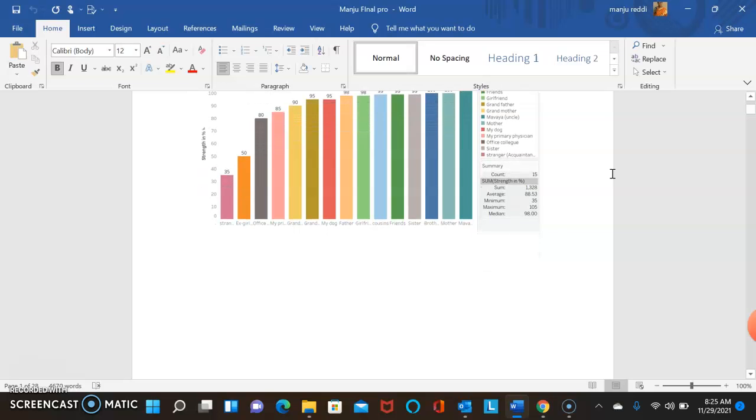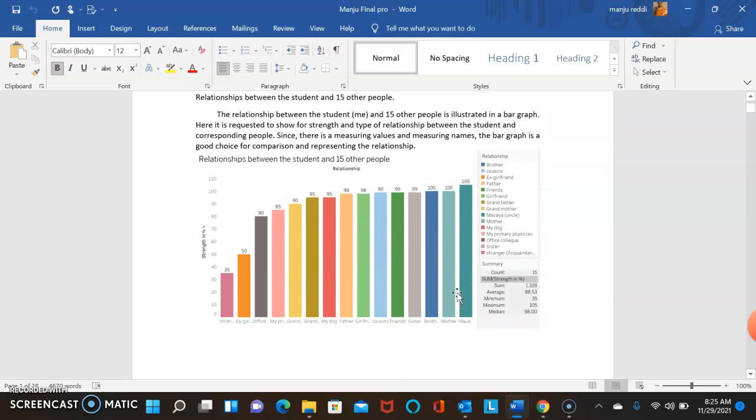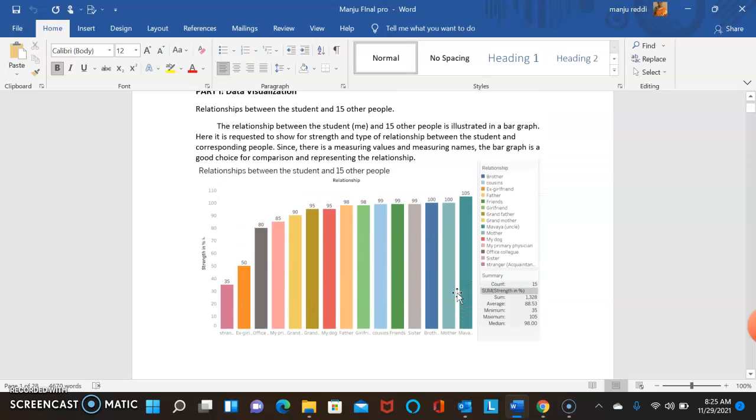On average, we have a maximum of 105 and a minimum of 35 with a stranger, in terms of the relationship. And we maintain a good relationship with our family members. Here we can see that it shows 105, and it is illustrated in a bar graph to show the strength and the type of the relationship they have with us, the student, and the relations they maintain regularly.